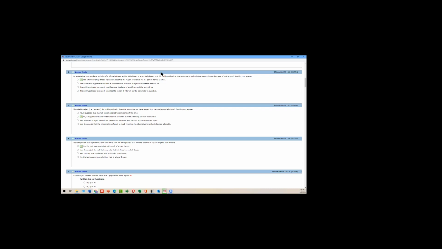And how do you tell which kind of tail it is? Don't you look at the alternate hypothesis? If it says mu greater than 10, it's right-tailed. If it says mu less than 10, it's left-tailed. And if it says mu doesn't equal 10, it's two-tailed. And I just put 10 in as an example of a number.